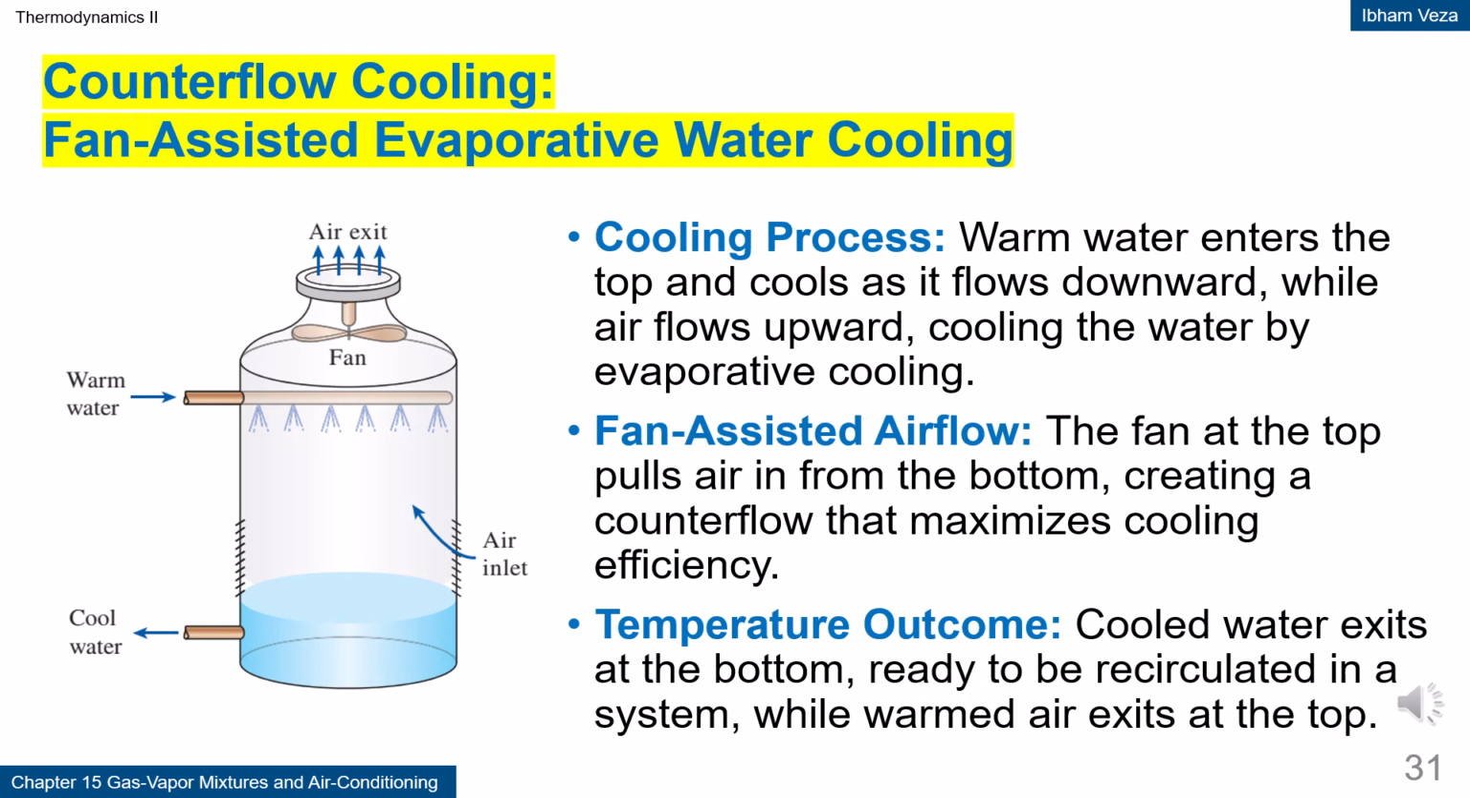Counterflow cooling tower. In this system, warm water enters from the top and flows downward, while air flows upward. This counterflow contact increases the effectiveness of heat and mass transfer. Part of the water evaporates and absorbs heat from the remaining water. The cooled water leaves at the bottom to be reused.